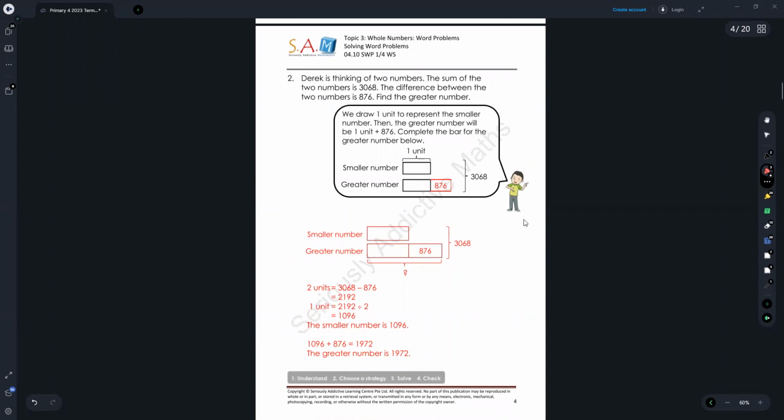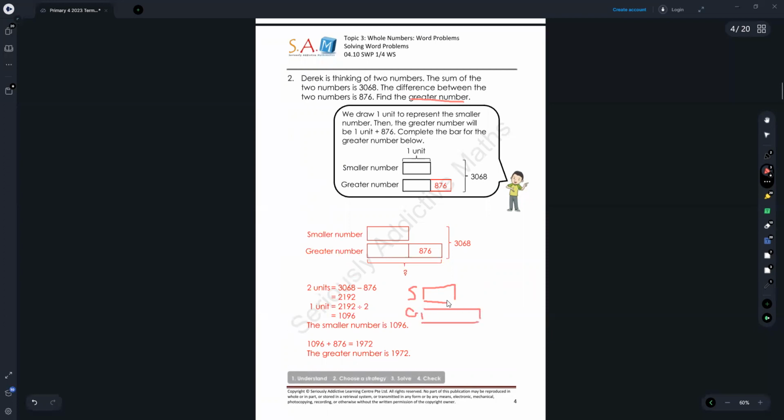Derek is thinking of 2 numbers. Sum of 2 numbers is 3068. Difference between 2 numbers is 876. So that means find the greater number. So again, this is comparison. There's a greater number and a smaller number. How I usually teach them to draw it is, okay, smaller number will be shorter. Greater number will be longer.